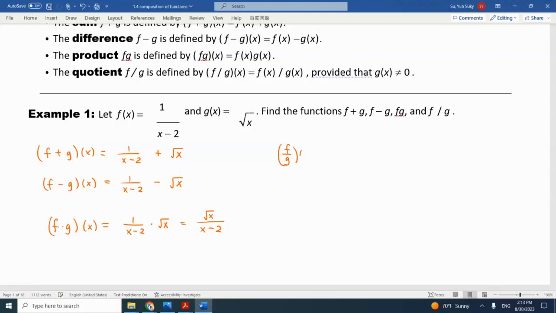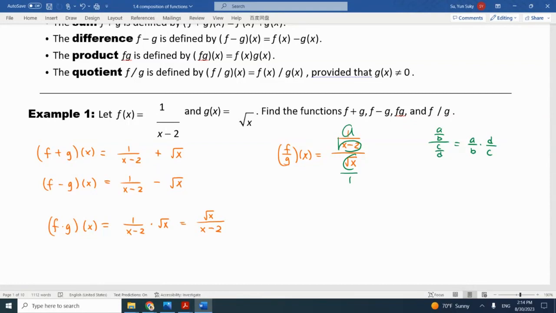So f over g of x is then f of x over g of x. Right, everybody? But when you do something like that, let's try to simplify. You know, a over b over c over d is a over b times the reciprocal, so it becomes d over c. Right, everybody? So in this case, a is like 1, b is like x minus 2, and the c is like square root of x, and the d is like 1.